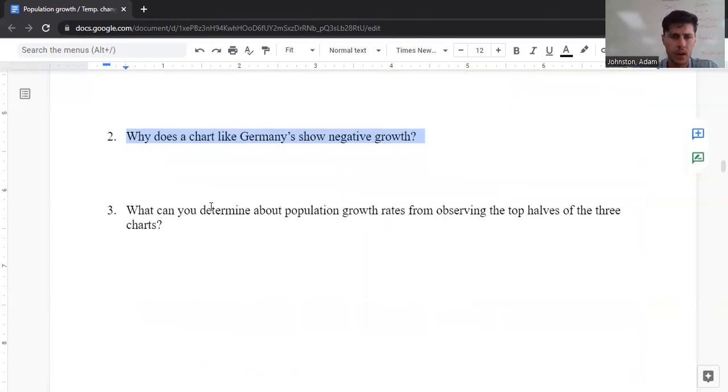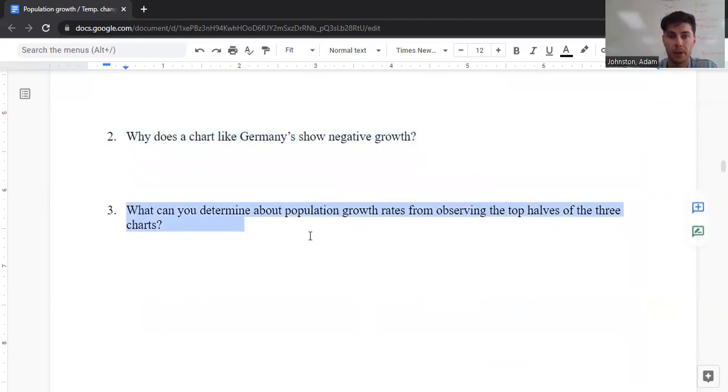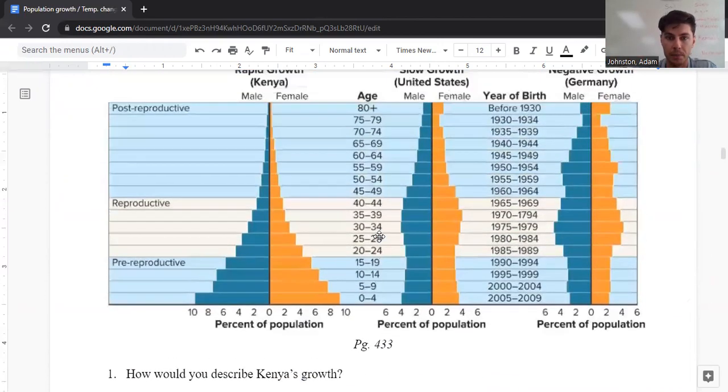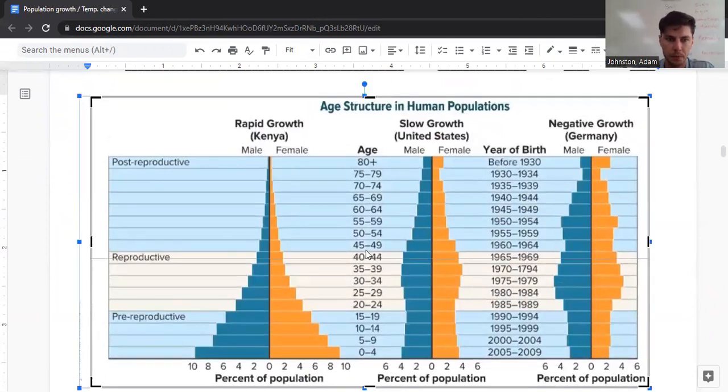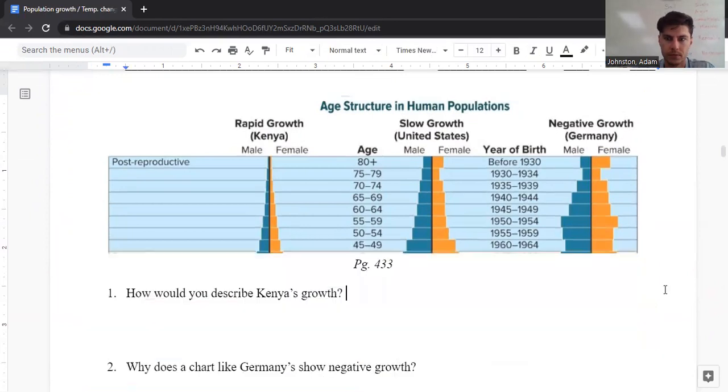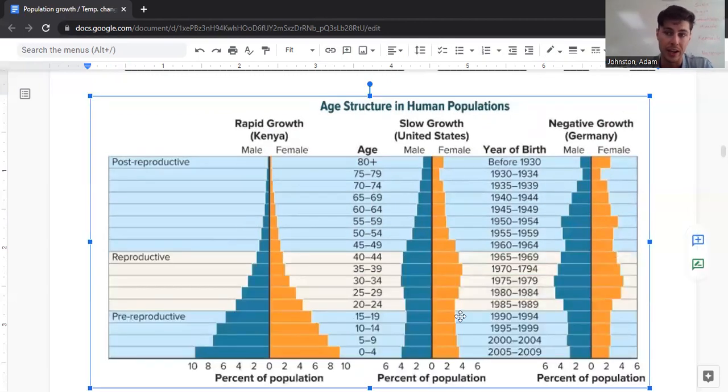Finally, what can you determine about population growth rates from observing the top halves of these 3 charts? Follow along with me. This part is complicated. When we look at the top half of this chart, I'm going to crop just for the visual. Imagine we only see this information, only the post-reproductive section. If we are only given this information, we may be inclined to think that Germany has the largest population, followed by the US, followed by Kenya, when in actuality, we know that that is not the case.